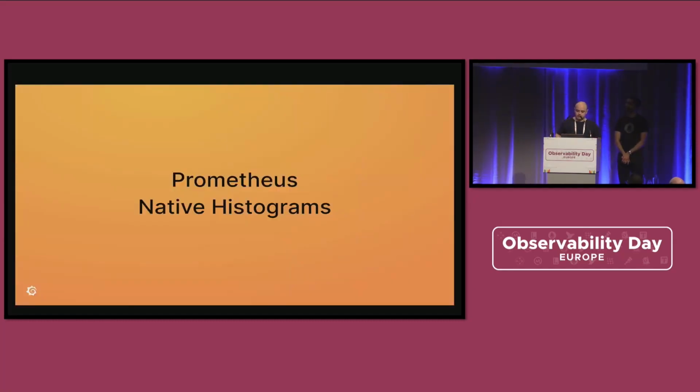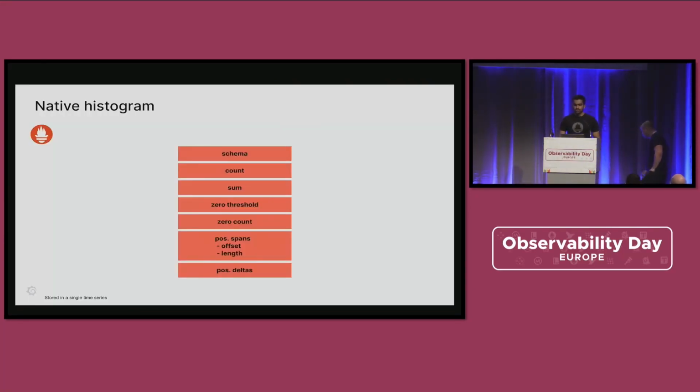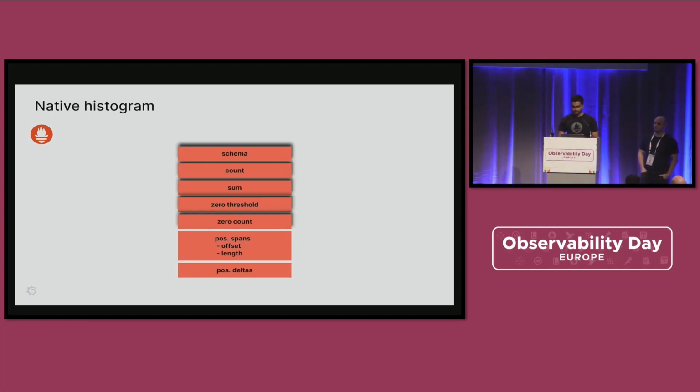Yes, that's it. And Ganesh is going to talk about Prometheus native histograms now. Yeah. So the Prometheus native histograms look very similar to OpenTelemetry. We have a schema, which is the same as the scale. Only the name is different, but it's actually the same thing as scale in OpenTelemetry. And the other fields like count, sum, zero threshold, and zero count are exactly the same as OpenTelemetry. So there is nothing special here.